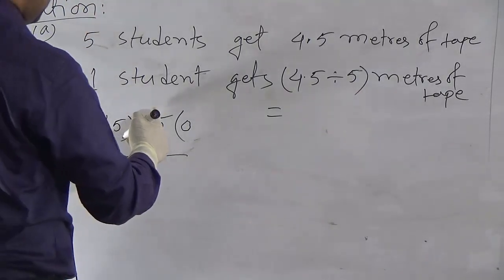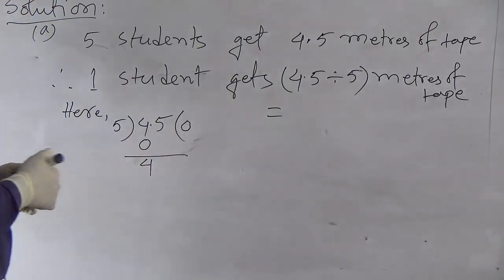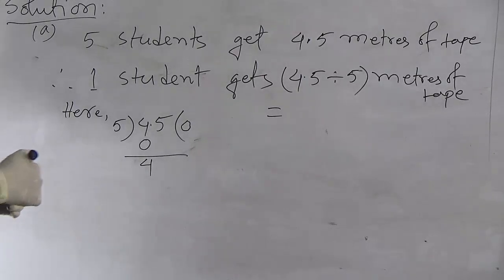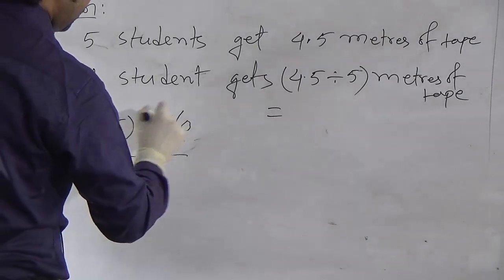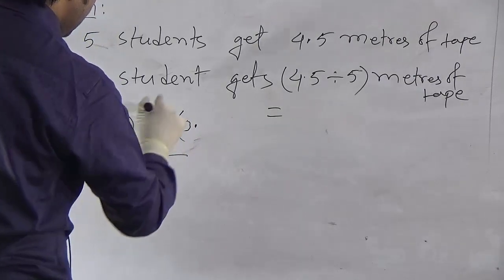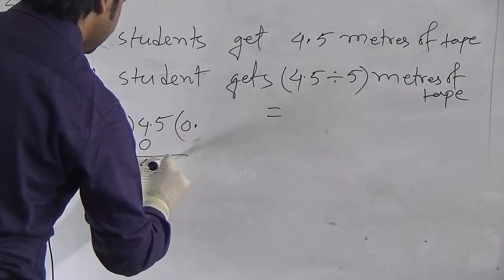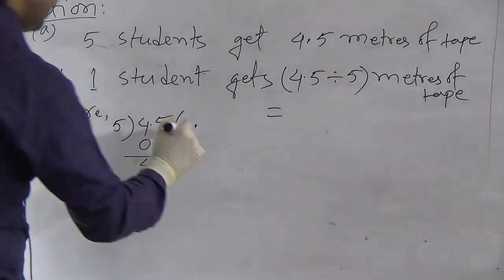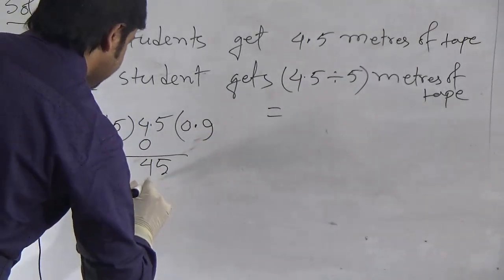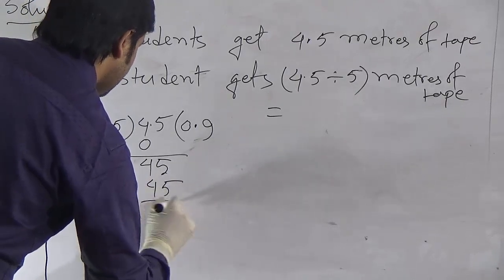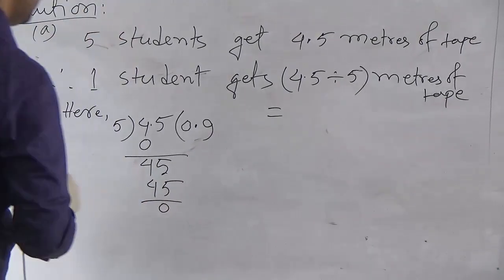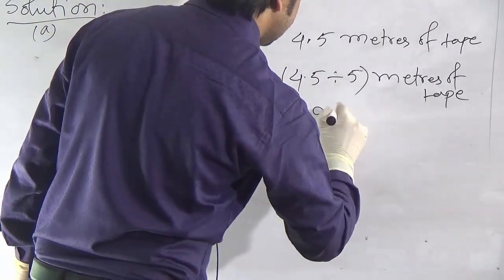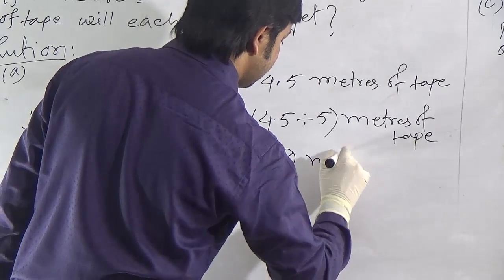Now we need to take the next digit, but here is a decimal. This is an obstacle. At first we have to remove the obstacle. If we want to remove the obstacle, we have to take it in the quotient. Then we can take the next digit. Now this is 45. So the times table of 5, 5 9s are 45. If we subtract, we will get 0. Therefore, we can say each student gets 0.9 meters of tape.